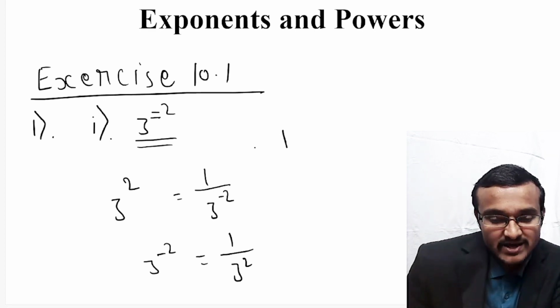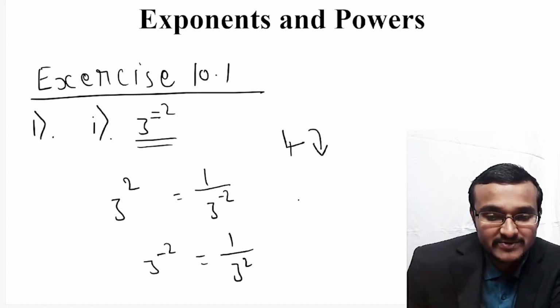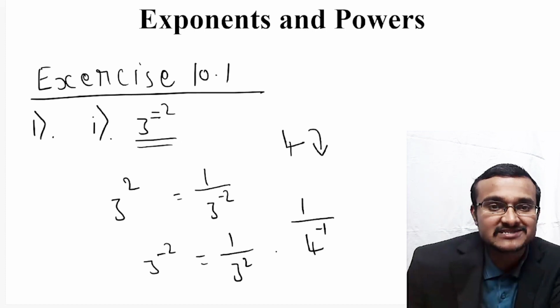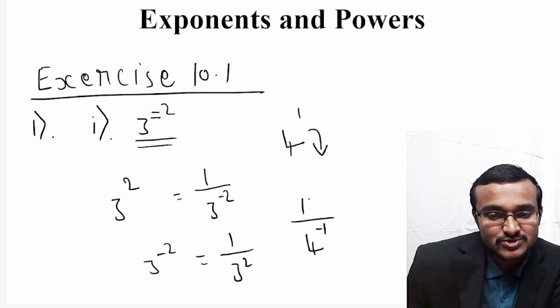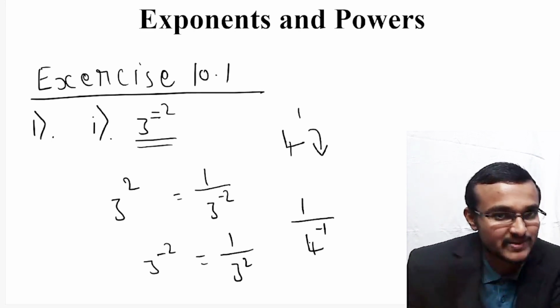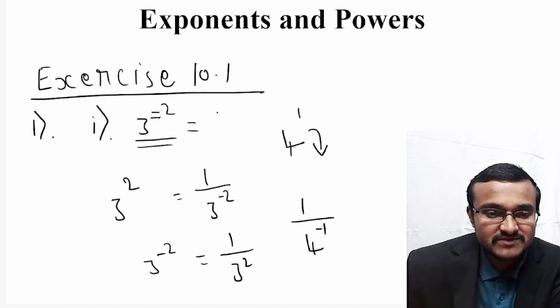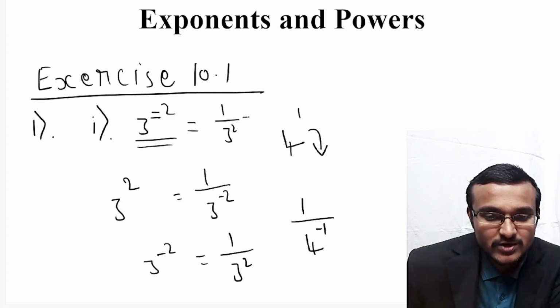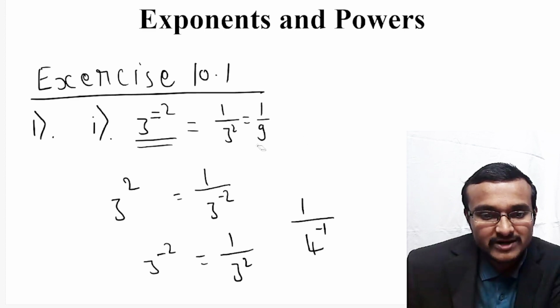Even if you have a number 4, and you bring this 4 to the denominator, it will become 1 by 4 power minus 1, because just 4 means the power 1 is there, so plus 1. When it comes to the denominator, it will become minus 1. So the sign of the power changes when you interchange the numerator and denominator. Now coming to this first question, 3 power minus 2 is 1 by 3 power 2. 1 by 3 power 2 is 1 by 9. So the answer for the first question is 1 by 9.